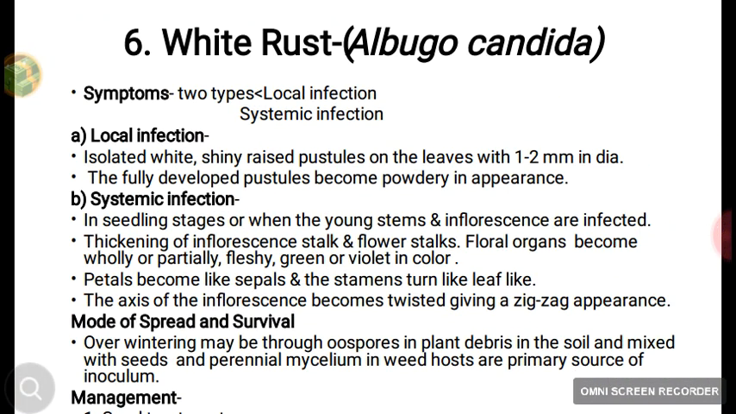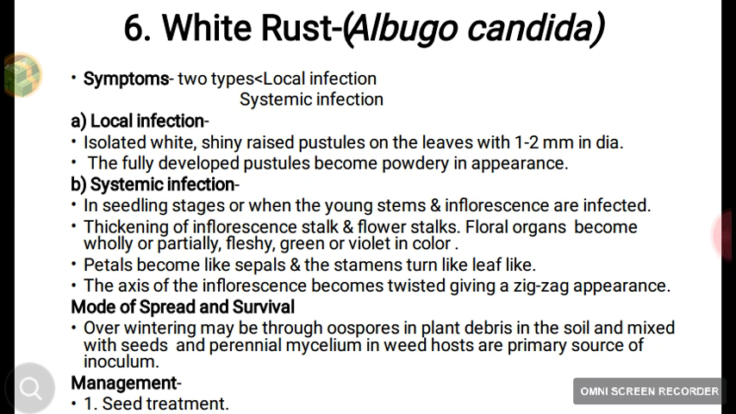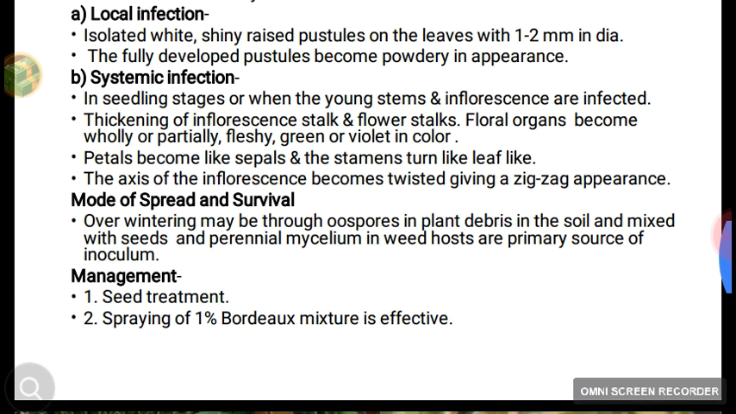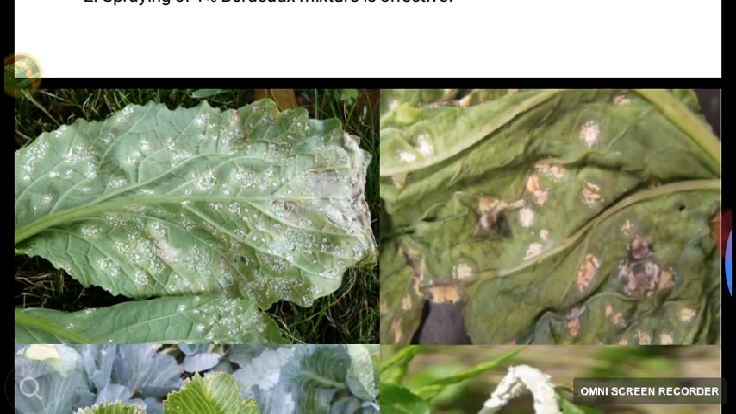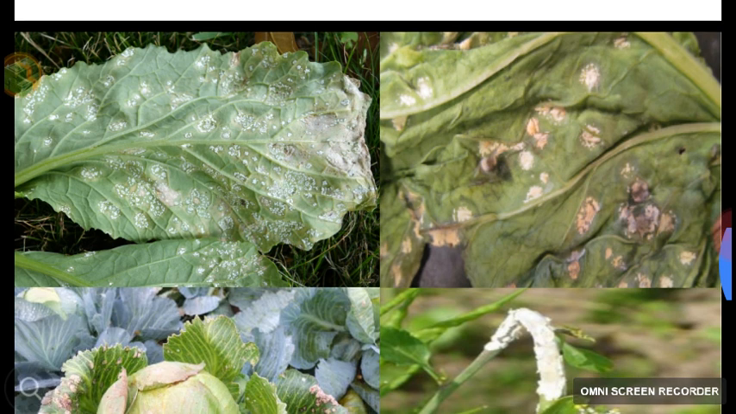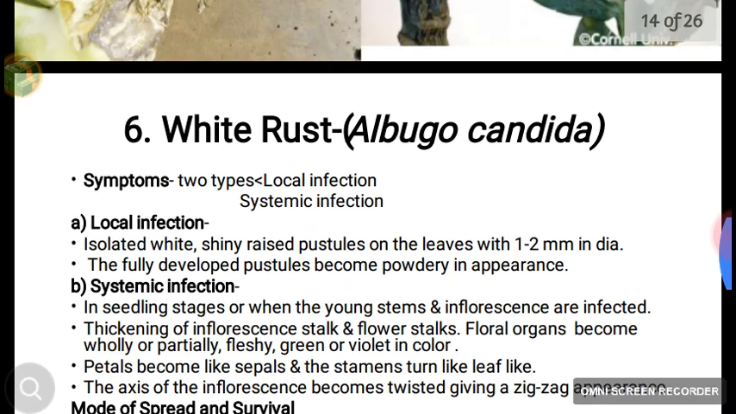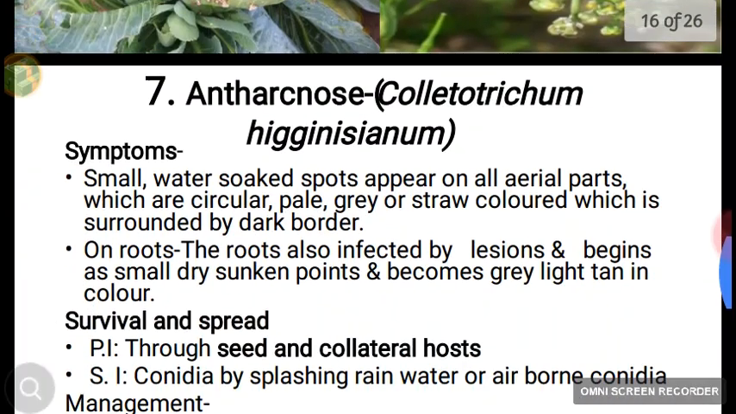White rust, Albugo candida. It is of two types: local infection and systemic infection. In case of local infection, white tuft-like mycelium can be observed, 1 to 2 mm in diameter. In case of systemic infection, the seedling, inflorescence, everything is attacked. 1% borax mixture is efficient. See, let's have a great glance at the tufts of white mycelium. Albugo candida, white rust.